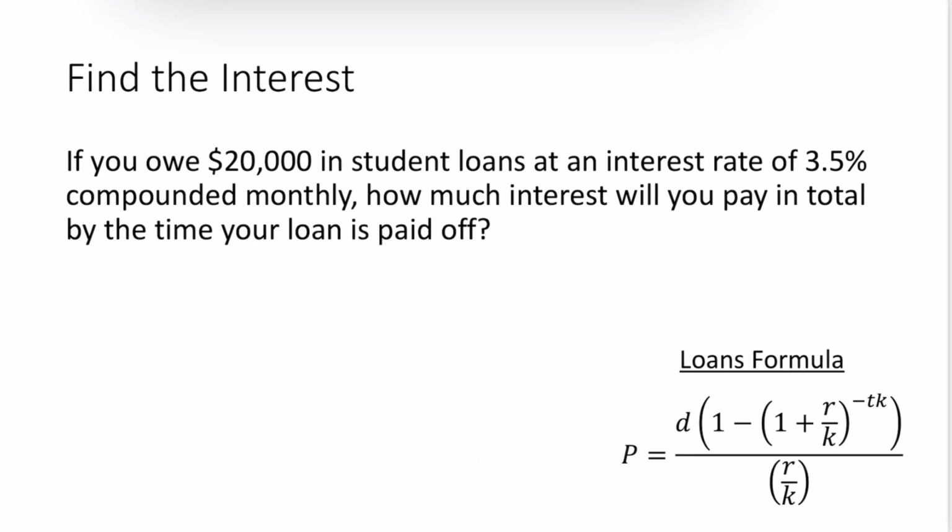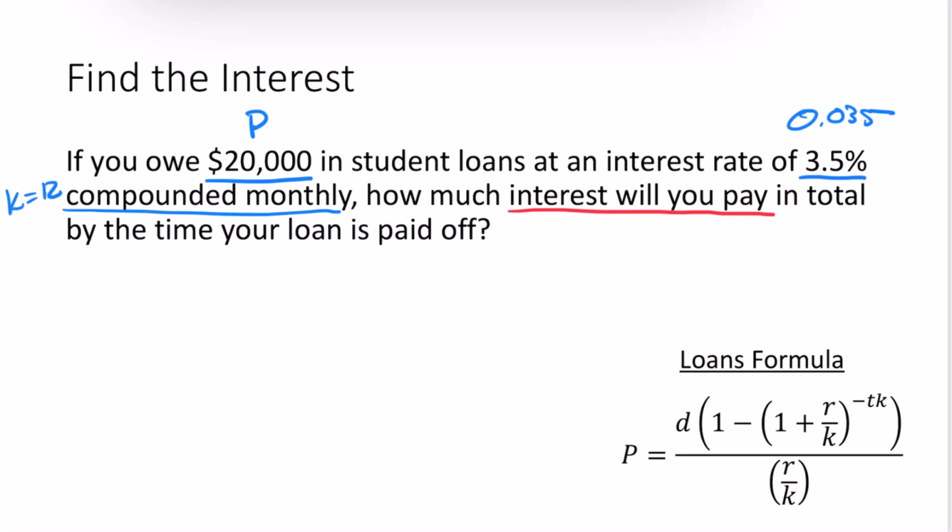All right, so this word problem is one that we actually solved in a previous video when we found the total amount paid. So in this situation, you owe $20,000, which is P, at an interest rate of 0.035. It's compounded monthly, which means K equals 12. And the question is, how much interest will you pay?